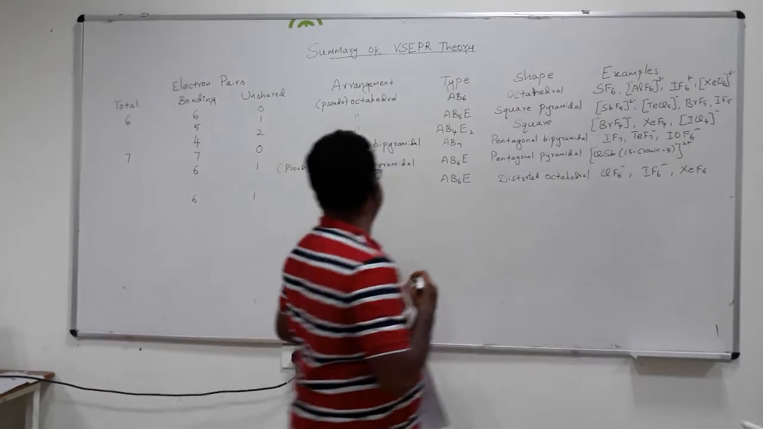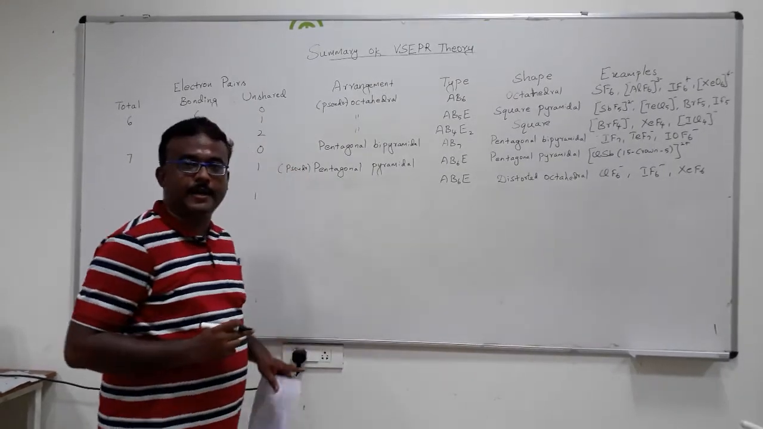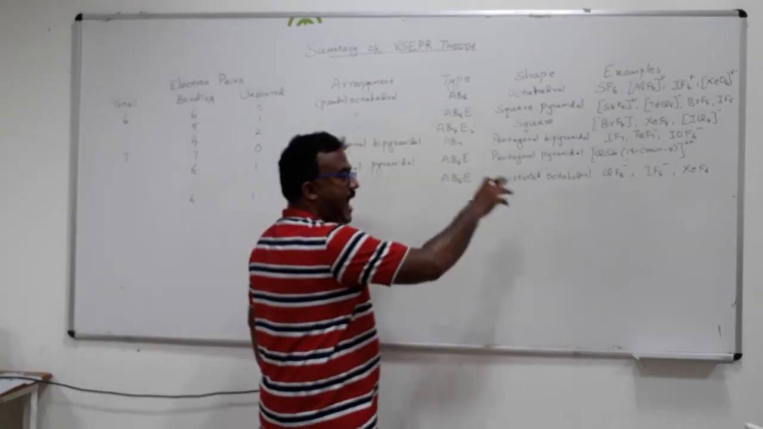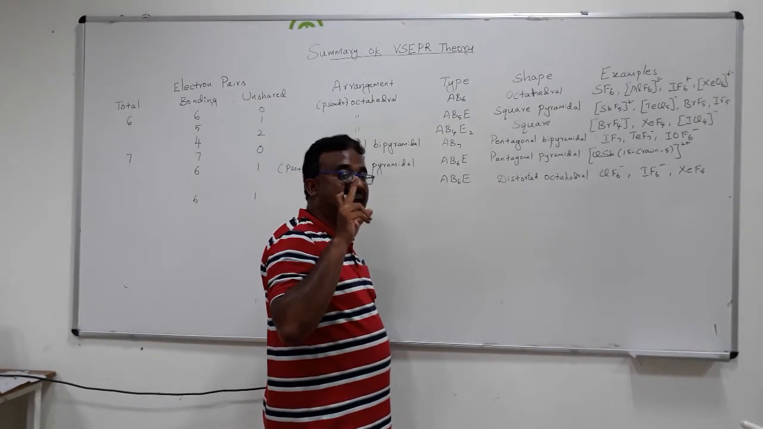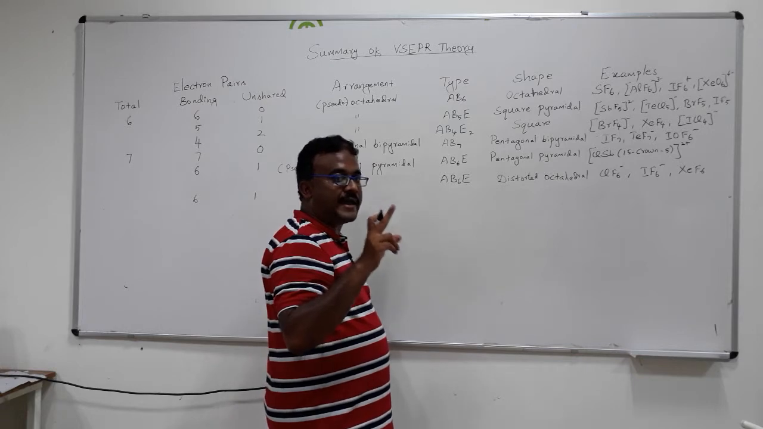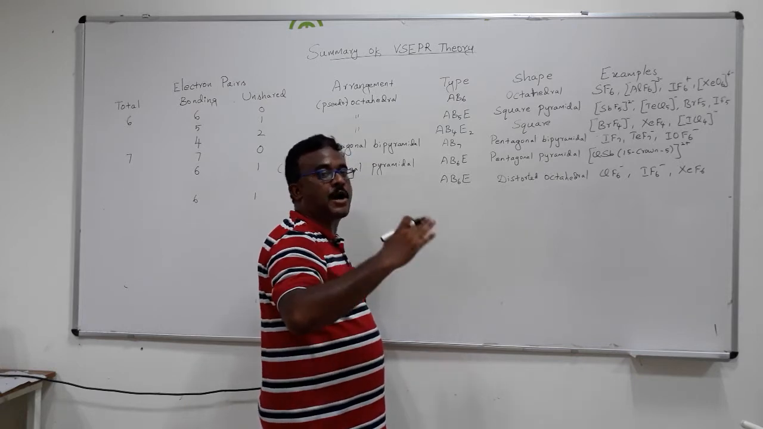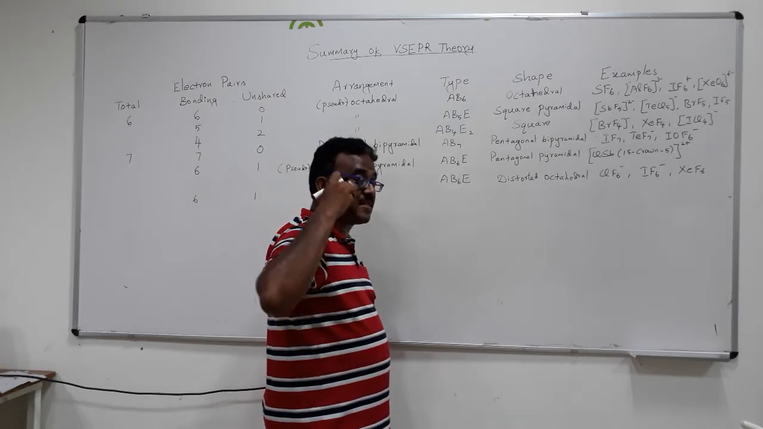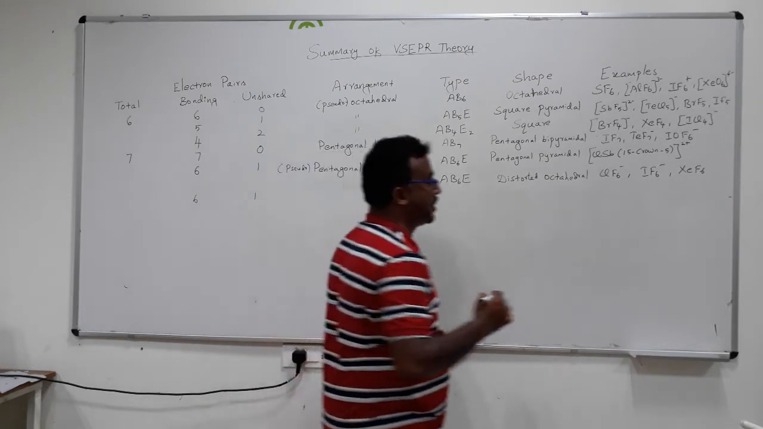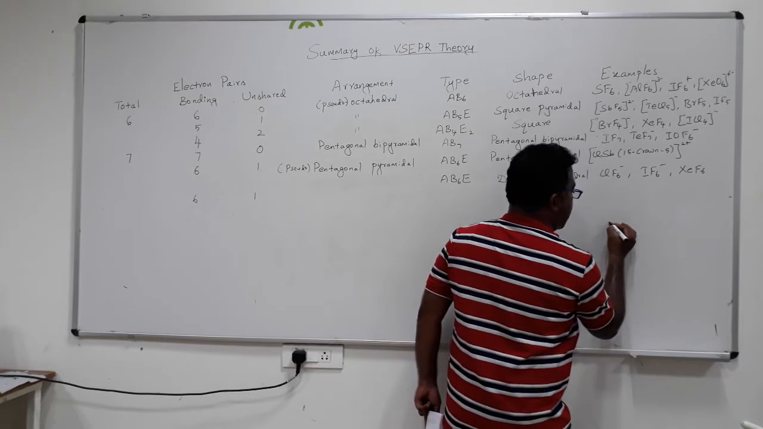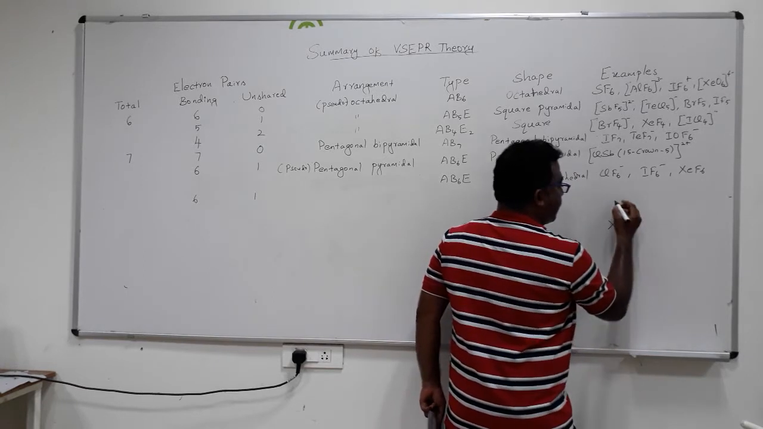So distorted, what is the meaning of distorted octahedral? The molecule has a lone pair of electrons, and that lone pair is stereochemically active. So what happens? That can change the bond length as well as the bond angle of the molecule. So that's why it will be called distorted octahedral. You can see that in xenon hexafluoride.